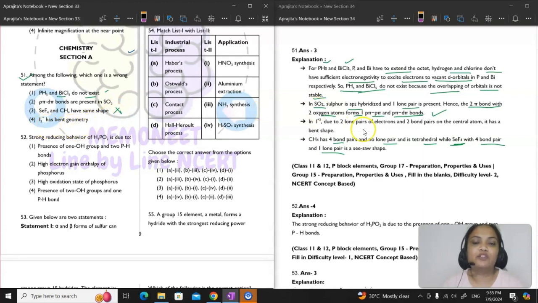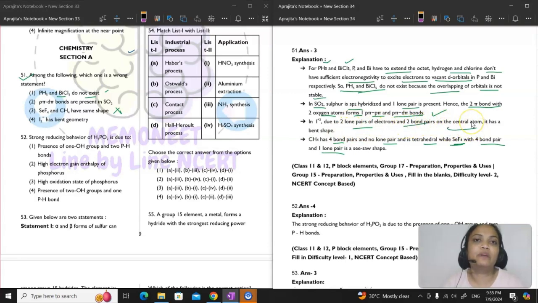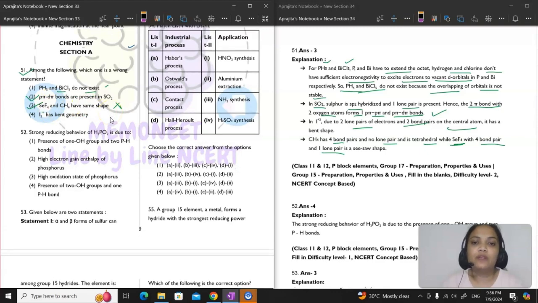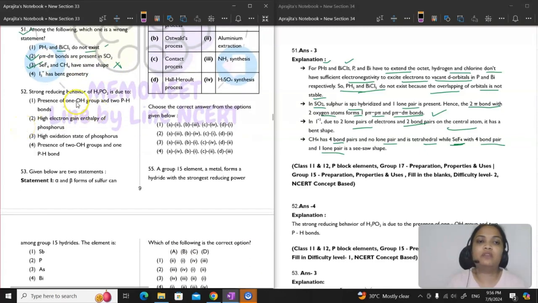I3+ has bent geometry. In I3+, due to 2 lone pairs of electrons and 2 bond pairs on the central atom, it has a bent shape. So this is also correct. So the incorrect statement is the second one, the third one, sorry, that is SeF4 and CH4 have the same shape. This is wrong.